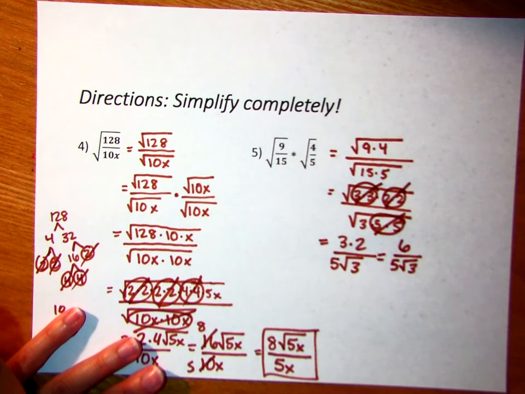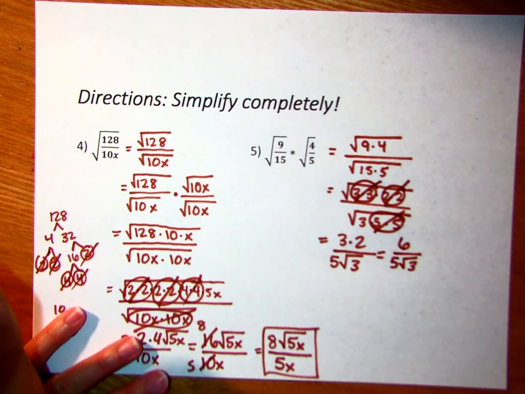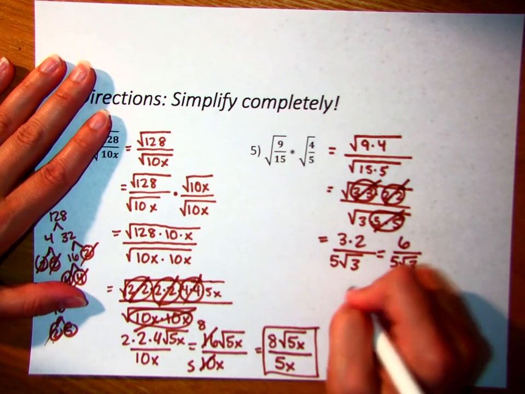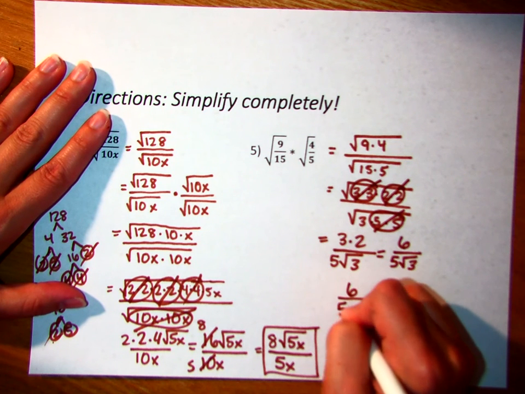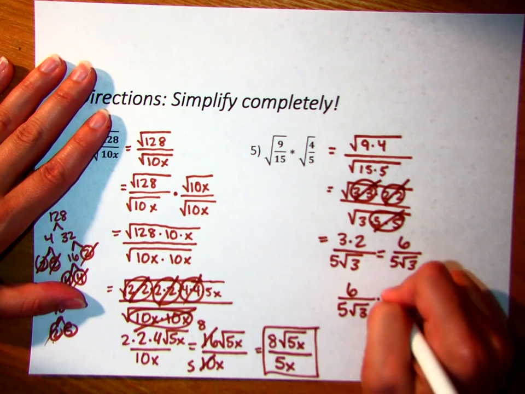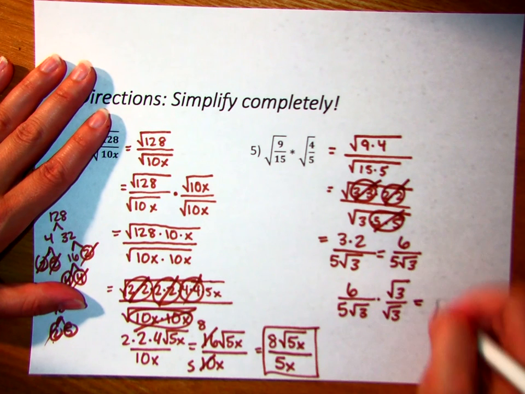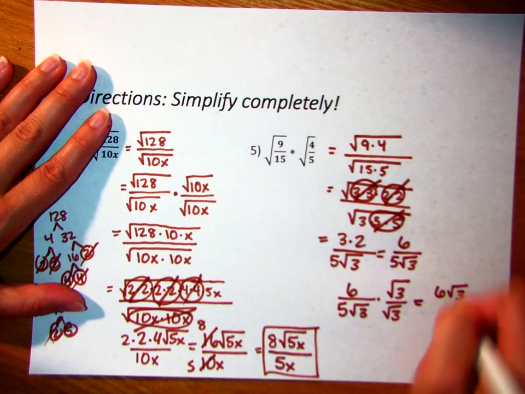You're not done. Do you see that radical in the denominator? We still have to rationalize the denominator. Get rid of it, in other words. So we're going to take 6 over 5 square root of 3, and we're going to get rid of that radical, so square root of 3 over itself. On the top, that would be 6 times square root of 3, which is 6 square root of 3.